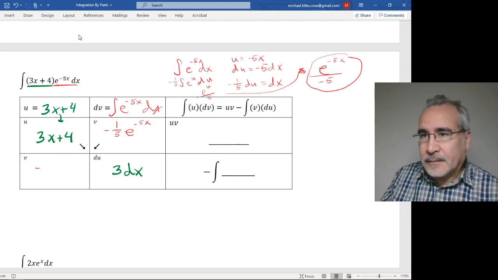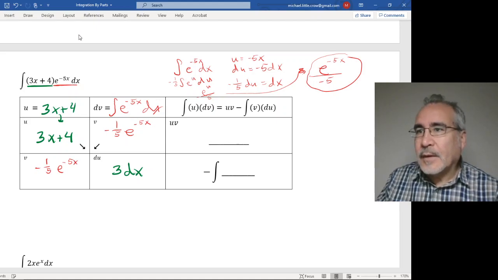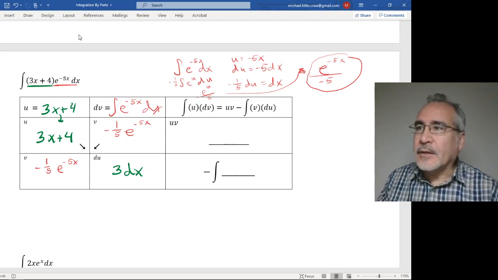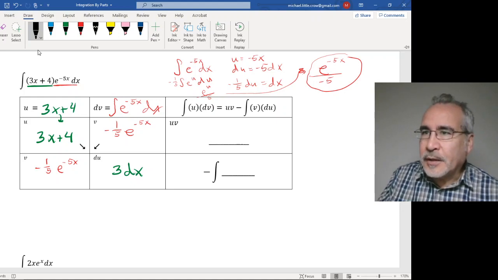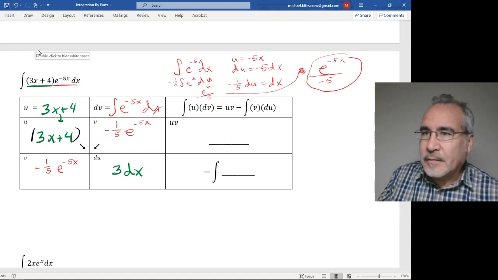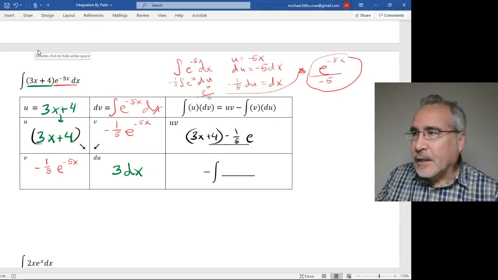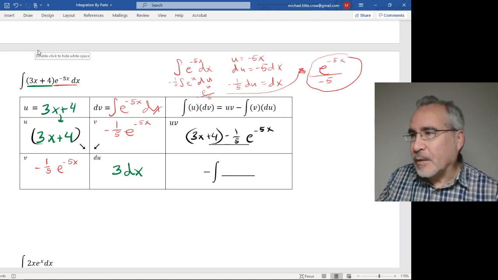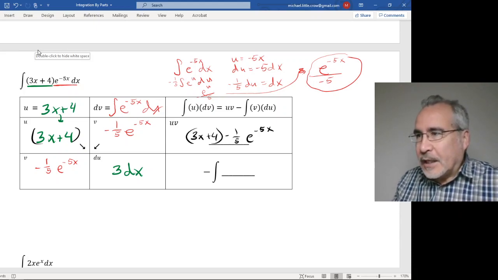Copy it down here. That's what it is. Now let's put our pieces together. So this, and again I'll put a parenthesis around it, we're going to get 3x plus 4 times negative 1/5 e to the minus 5x, and we'll move that to the front, and you could distribute it through. There's a lot of things you could do, but that's our front part.